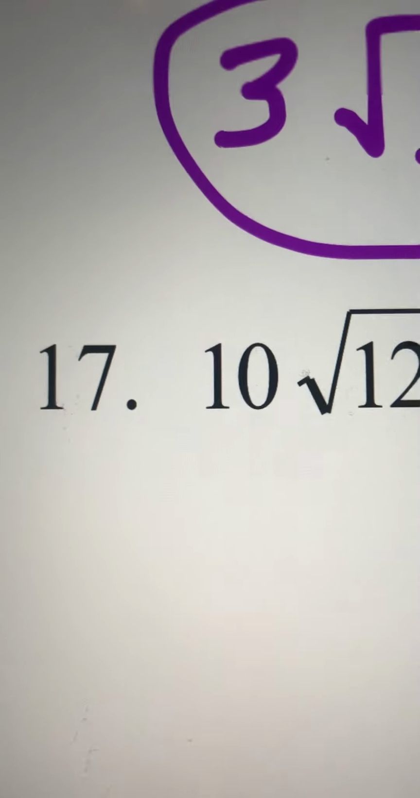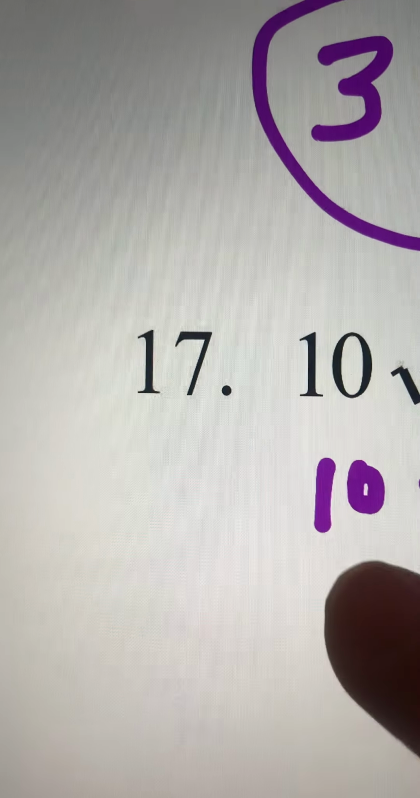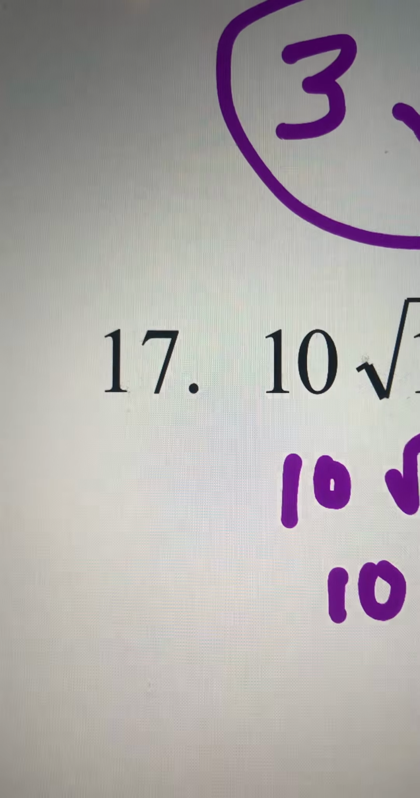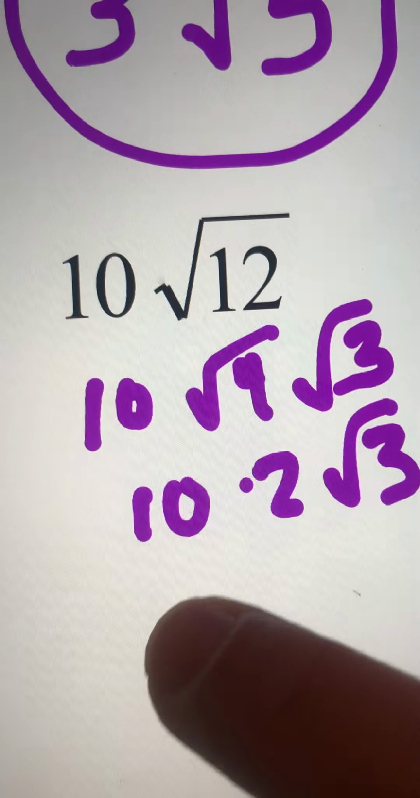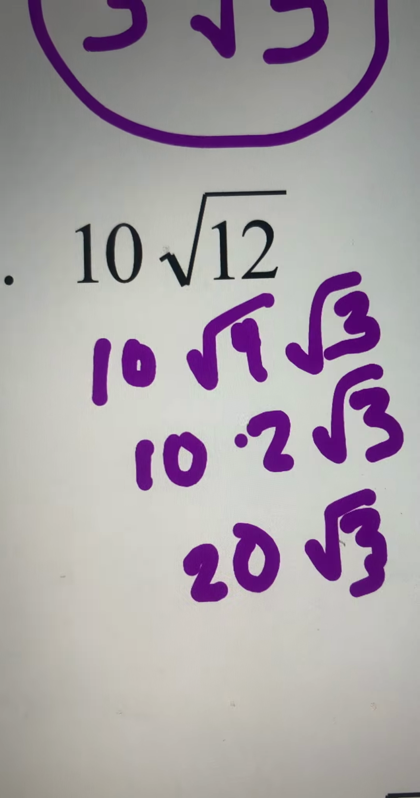For 10 root 12, the square root of 12 is root 4 root 3. The square root of 4 is 2. And 10 times 2 is 20 root 3. That's a 3.